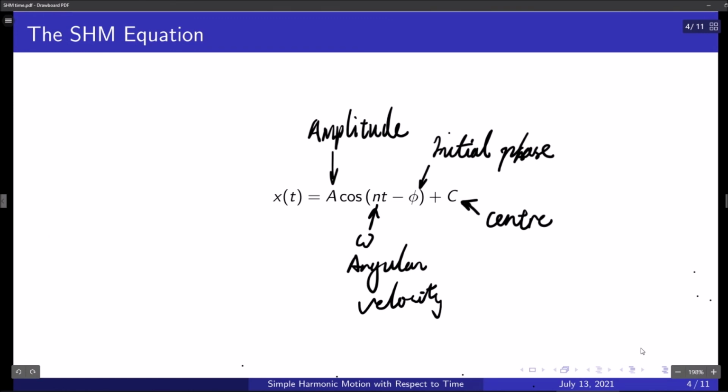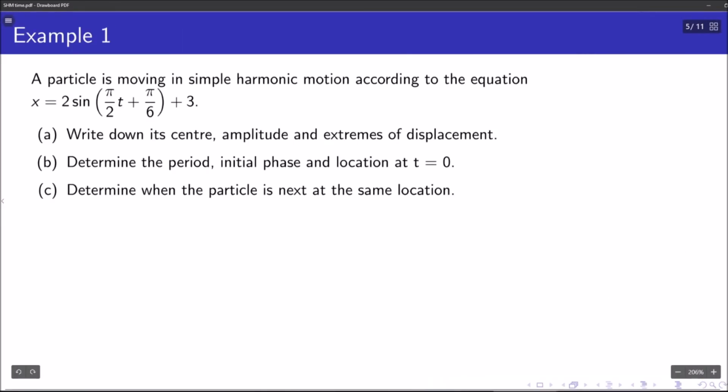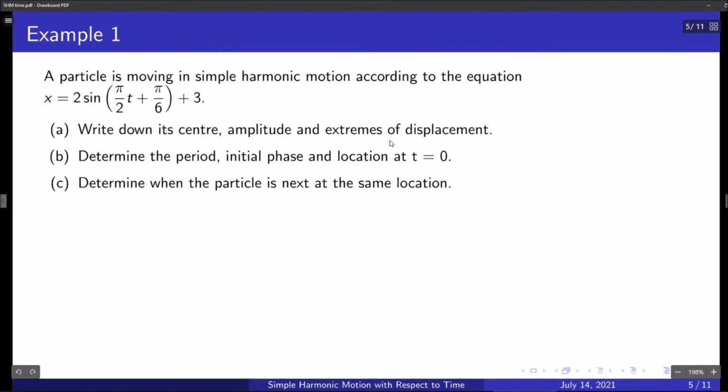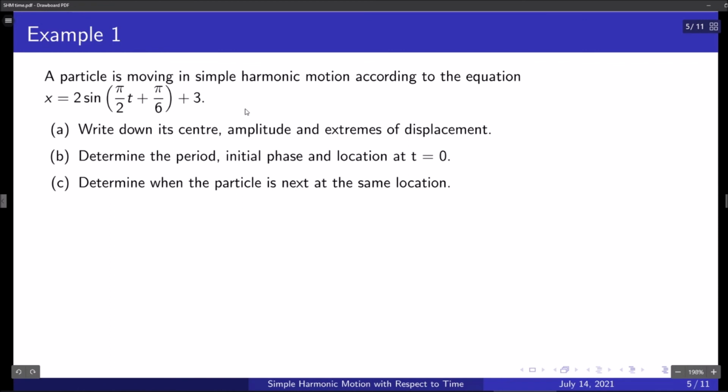Okay, that's the theory part done. Let's have a look at some examples. Let's look at this pretty straightforward example. Everything's already given to us. We have a particle moving with the equation of motion already provided. So we just have to eyeball this, write it down, and find the center, the amplitude, and the extremes of displacement.